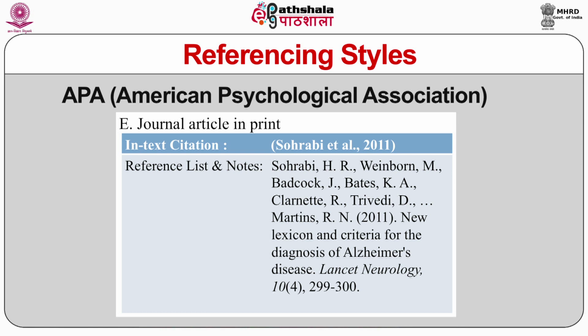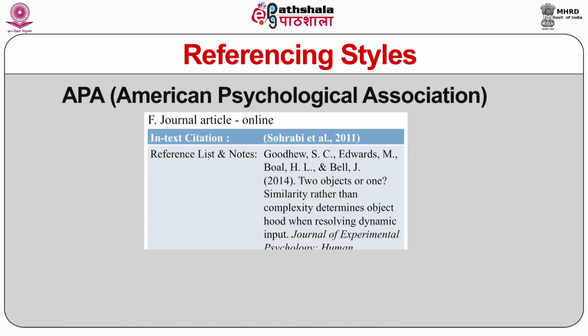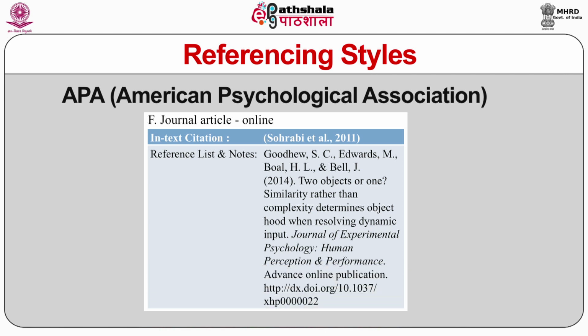In this case, 10 is the volume, 4 is the issue, and the last, 299 to 300, are the page numbers. In case the journal article is online, the reference in the main text will be the same as in case it is in print, and at the end in the references it will be the names of the authors, then the year, then the title, then the journal and the web page address.